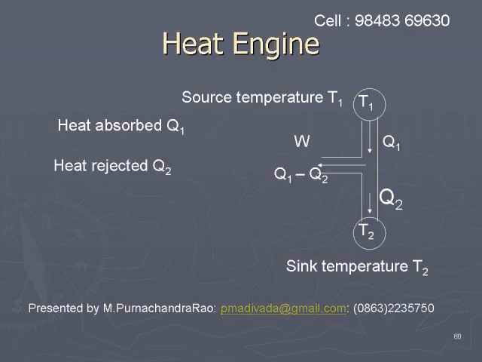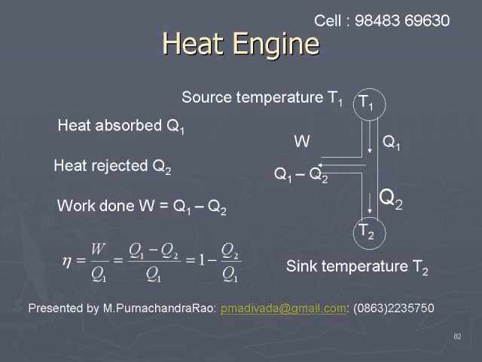So let us suppose that heat absorbed by the steam is Q1 and heat rejected to the surroundings is say Q2. Then work done will be equal to Q1 minus Q2. Efficiency is work done by heat absorbed, W by Q1. Efficiency eta is equal to W by Q1, but W is Q1 minus Q2, hence eta is equal to Q1 minus Q2 by Q1, which is equal to 1 minus Q2 by Q1.